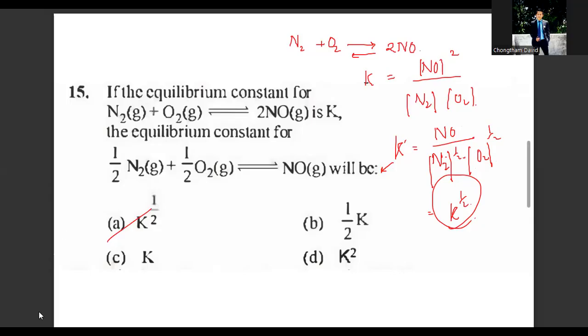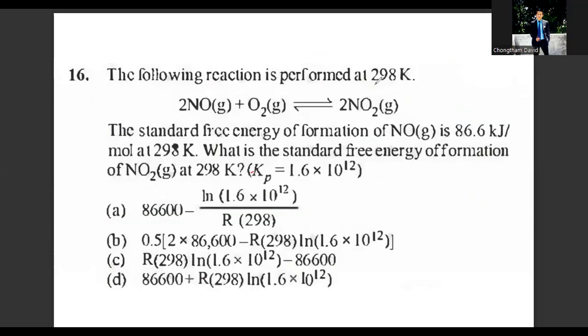Let's read question number 16. The following reaction is performed at 298 Kelvin. Nitric oxide is undergoing oxidation to generate the new oxide, nitrogen dioxide. The standard free energy of formation of nitric oxide is 86.6 kilojoule per mole at room temperature. What is the standard free energy of formation of nitrogen dioxide at room temperature? Given Kp is 1.6 times 10 to the power 12.